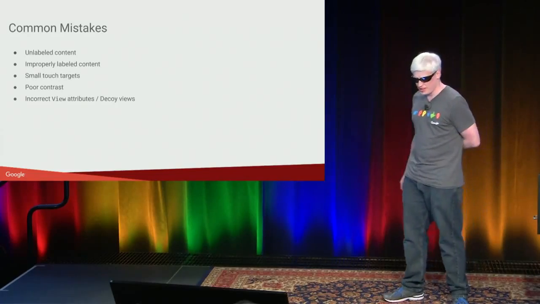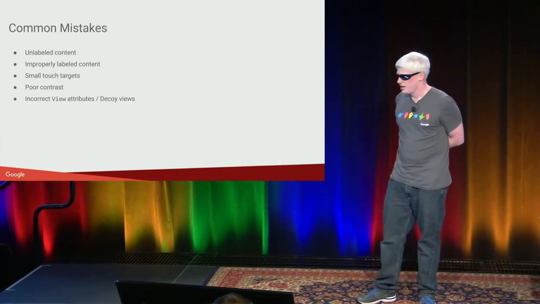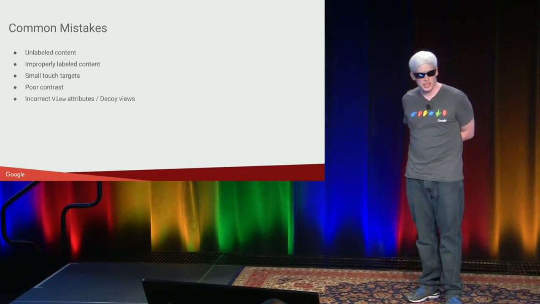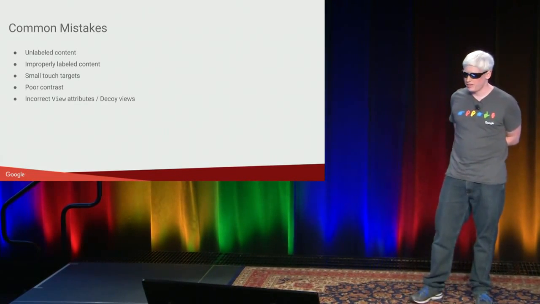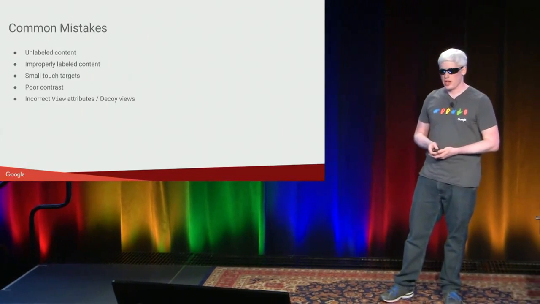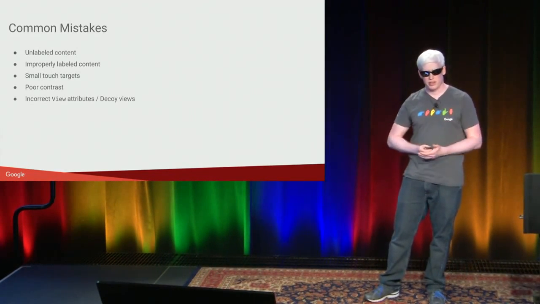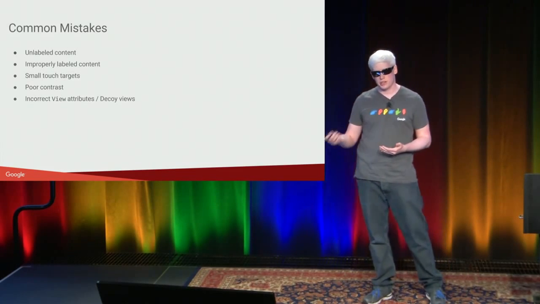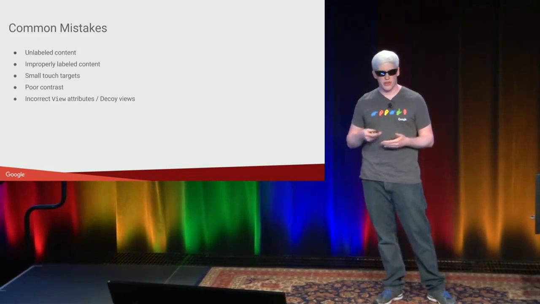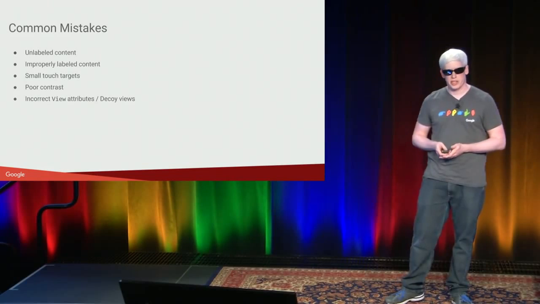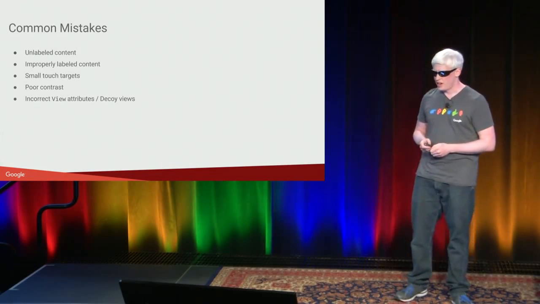So, some common developer mistakes that we see. Probably the most common is mislabeled or unlabeled content. For example, if you use an image view somewhere in your Android application and that has some meaning to the user, you need to provide a content description to allow a screen reader or a Braille user to understand what that image represents.